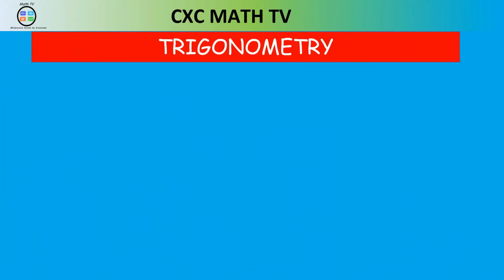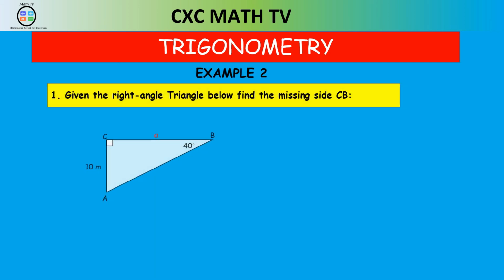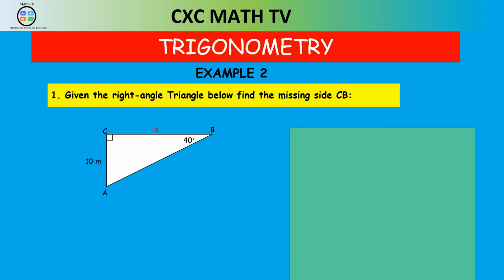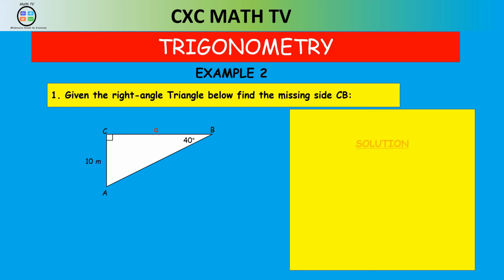Now let's try another question. It says, given the right angle triangle below, find the missing side CB. So go ahead, pause this video and attempt it. As we attempt it, we see that the angle is 40 degrees and the side opposite to the angle, CA, is 10 meters. So we need to find BC. BC is the side that is adjacent to the angle.